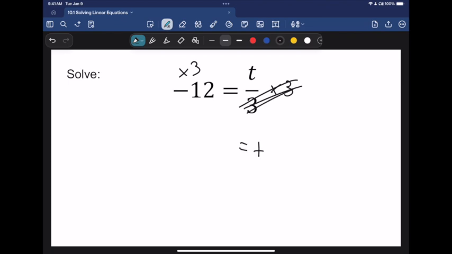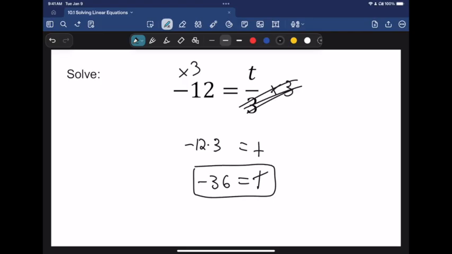T equals, and on this side we have negative 12 times 3. And so 12 times 3 in this case is going to equal 36. And we have negative 36 equals t. And once again, if we want to check our answer, we can. We can just plug and chug in the equation.